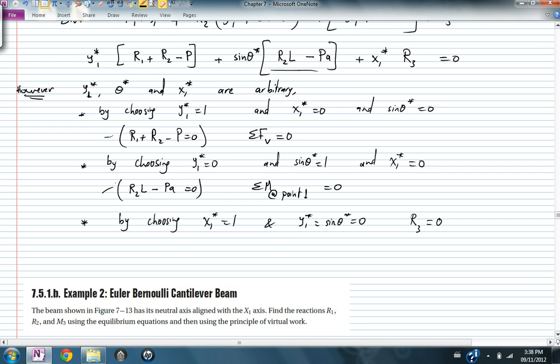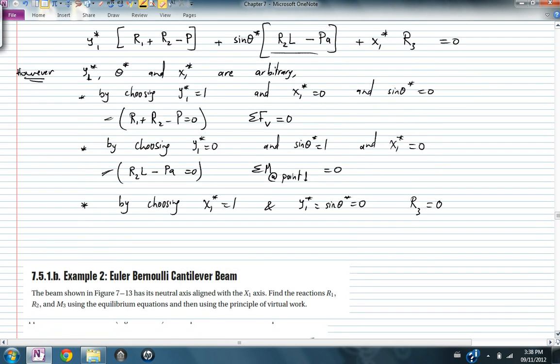So you can see that these equations, or the principle of virtual work, when I use it, I obtain the equilibrium equations again, and I'm able to find the reactions. Okay, so let's go through another example.